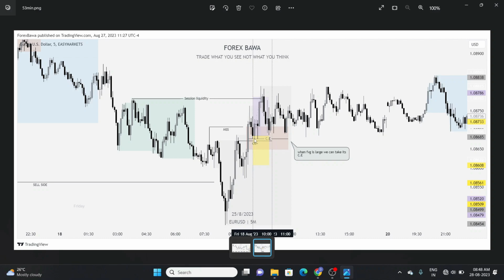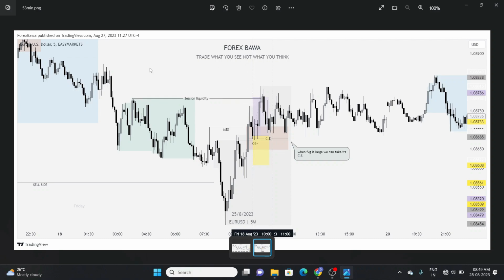You can enter here after 10 a.m. and you can put your stop loss below the displacement candle. All right. So you can easily achieve 10 pip. Where is the 10 pip? You can also see that there is the session liquidity.